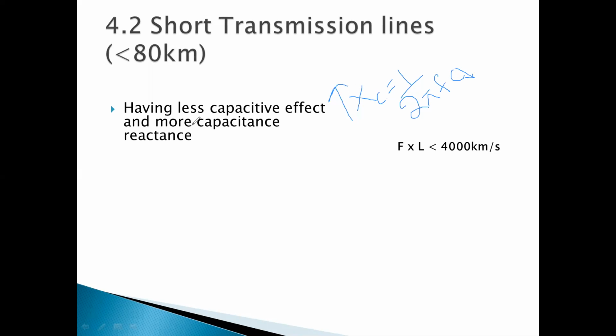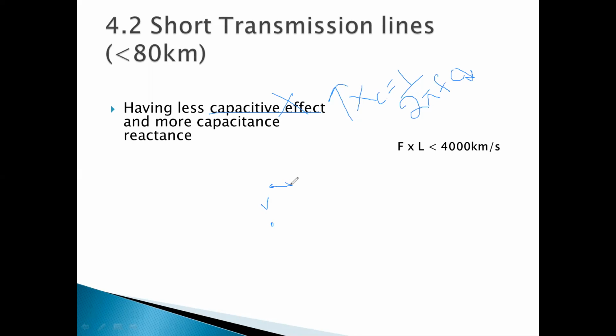I'm talking about the short transmission lines. In short transmission lines, we ignore the capacitive effect because its value is too small. We ignore the capacitive effect. And of course, if the value of capacitance is too small, then the value of the capacitive reactance will be more.